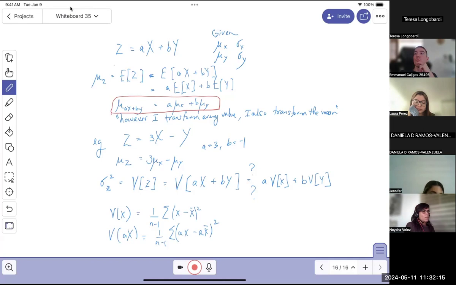Are you guys buying it so far? Well, whatever I do to every value, I also do to the mean. So that mean here, the sample mean. Now I want to write this expression in terms of this one. I'm going to do that by removing the A. How do I remove the A? I'm going to factor out the A.